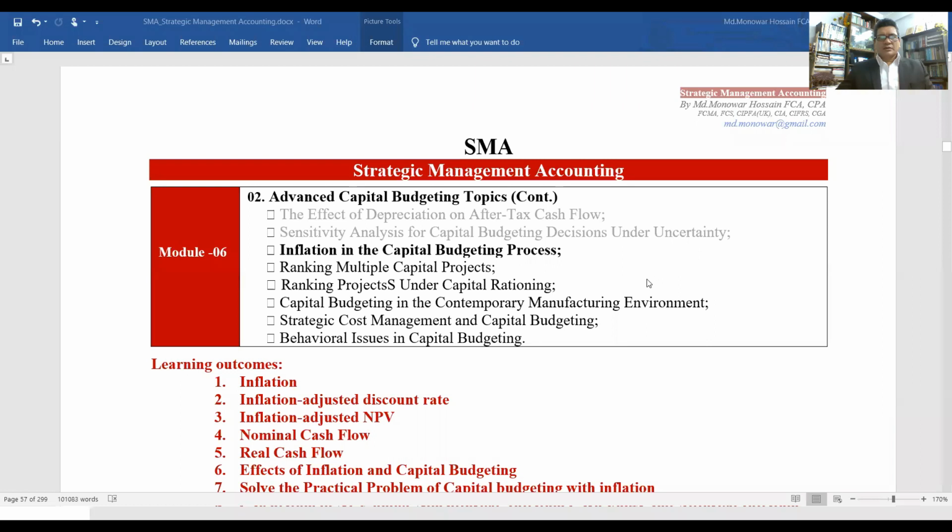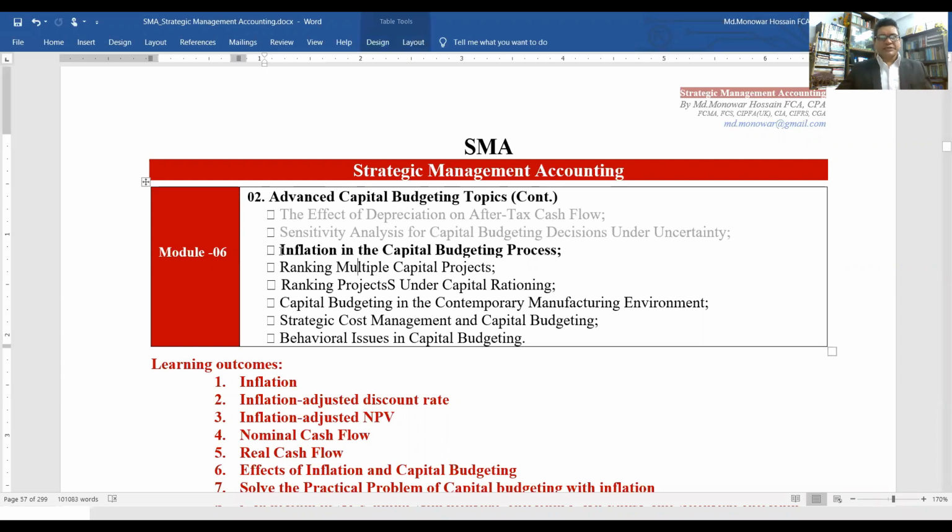We'll discuss strategic management accounting. So let's start. Today, we are going to discuss advanced capital budgeting topics. It is strategic management accounting, module 6.